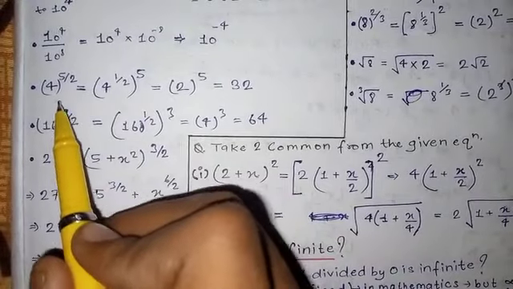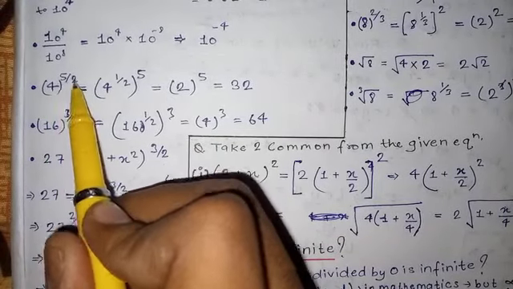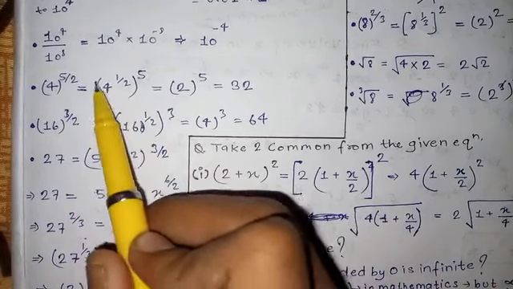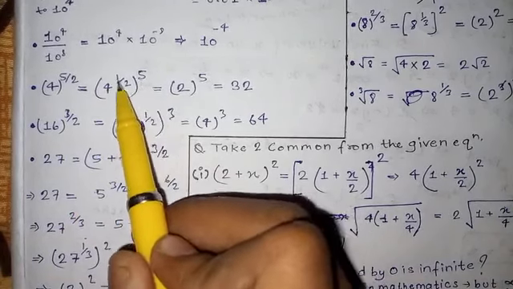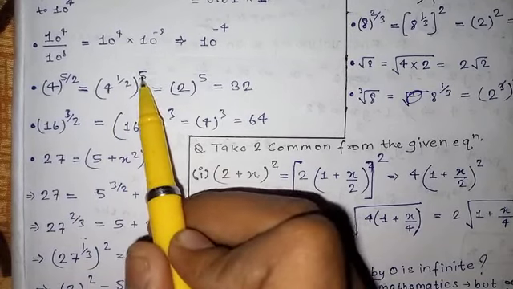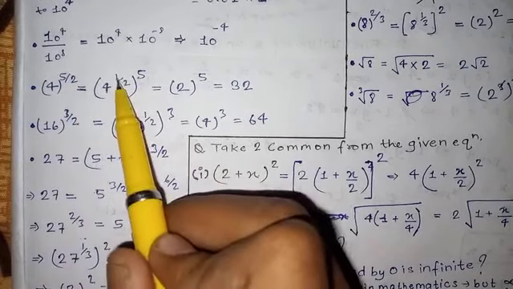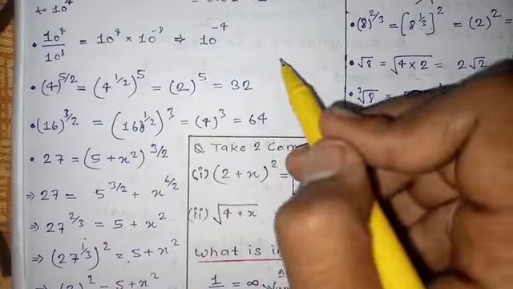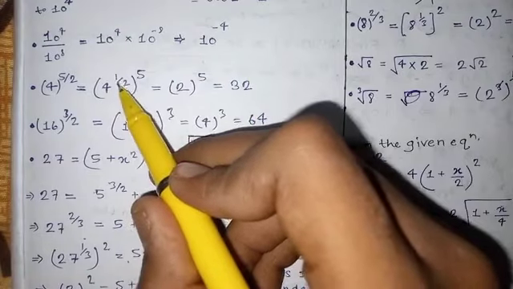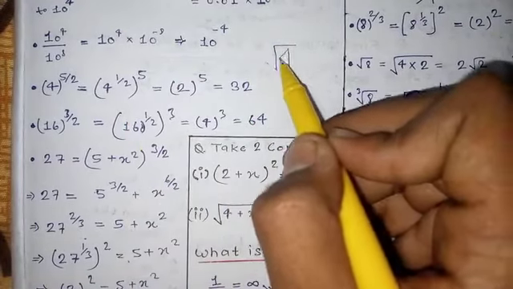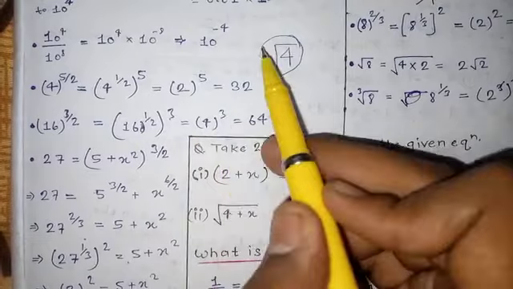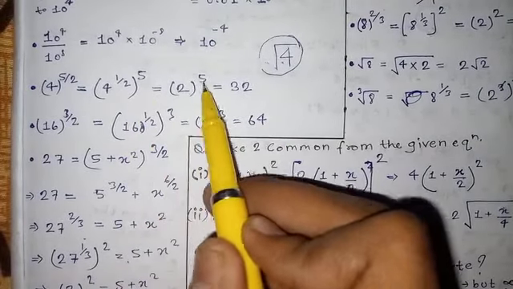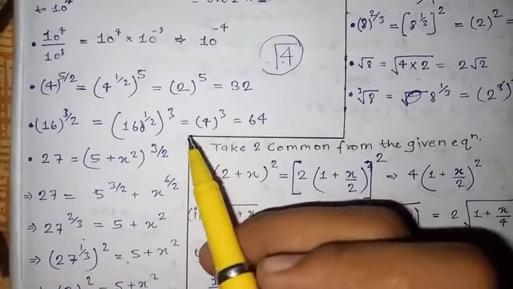Like that, if you have to find 4 to the power 5 by 2, you just write 4 to the power half, and in the bracket you write 5. If you multiply half into 5, then you will get this number. So 4 to the power half means under root of 4, and under root of 4 is equal to 2, and this 5 will come there. 2 to the power 5 will become 32.